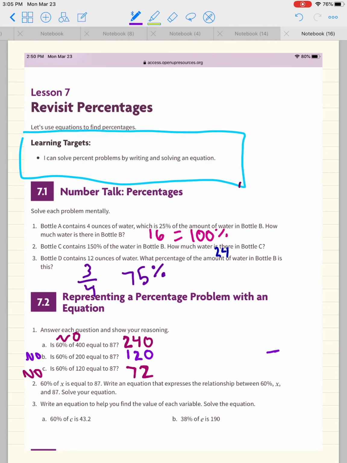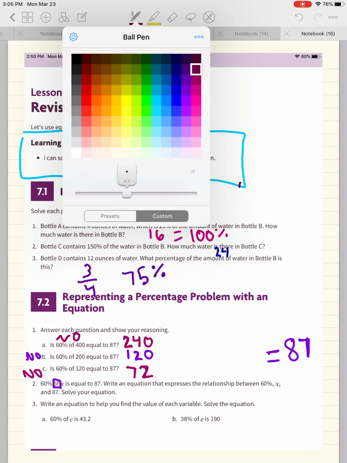Okay, when I'm writing my equation, I'm going to start with the equal sign because I already know what's going to go on the other side of it. It already tells me that it's equal to 87. And so I'm going to go ahead and start with that. Now, it says 60% of x. So pay very close attention to the word of and think about what we've said that means.